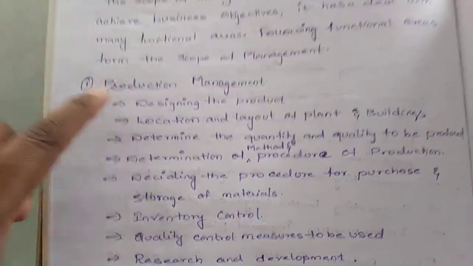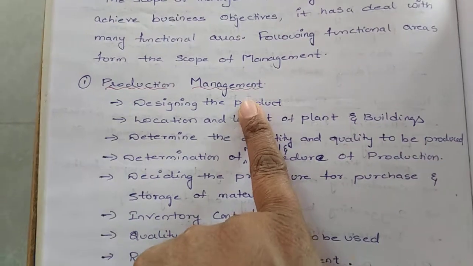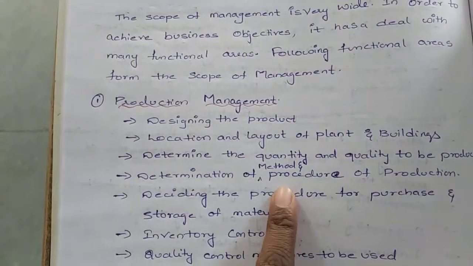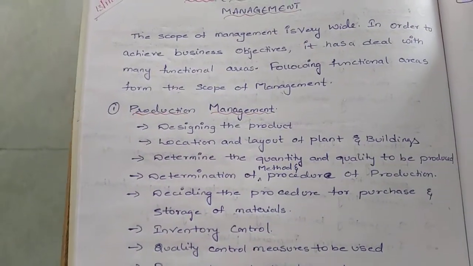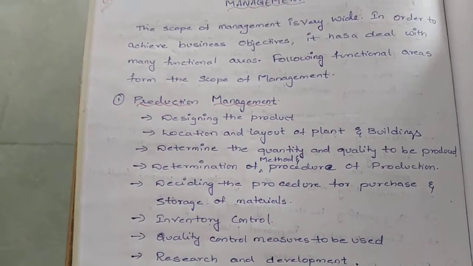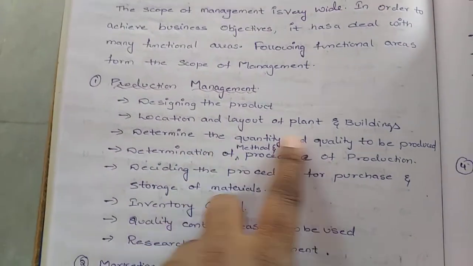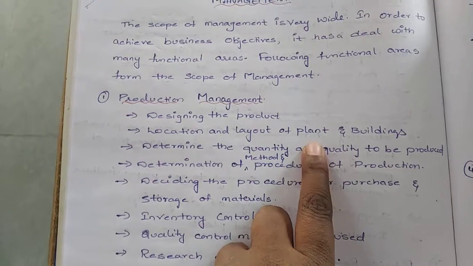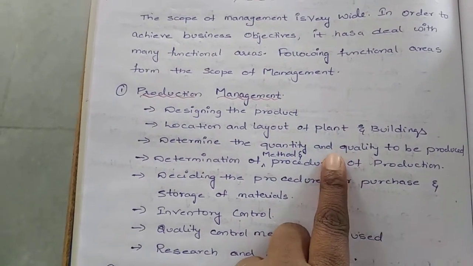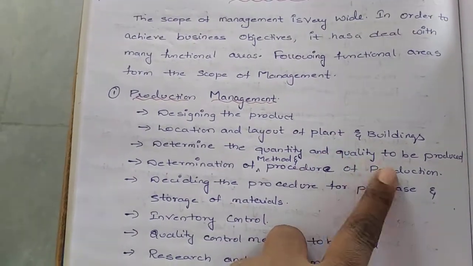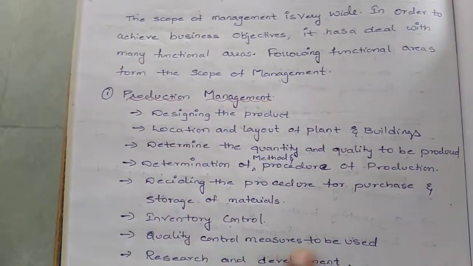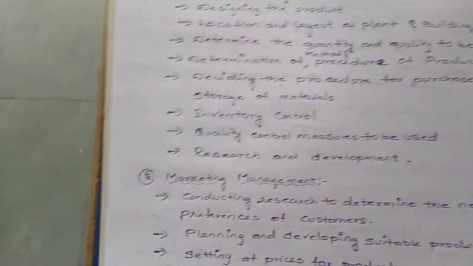So under the production management, all these points should be there. They have to design the products and decide the location, that is, where they want to start the business. Transportation should be easy, so in that area they have to start the business. Its quality and everything should be maintained. That is the production management.